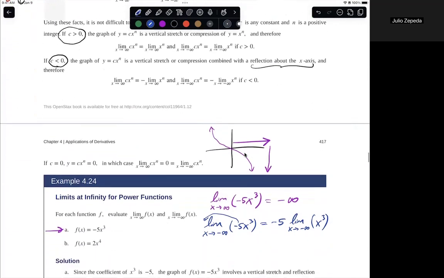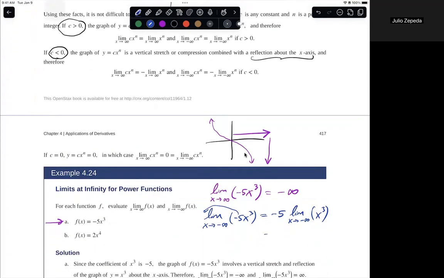So this would be -5 times this limit, which is negative infinity. These multiply, and the negatives cancel. You get 5 times positive infinity, which is just an infinitely large number. So the limit on this side is positive infinity. We can leave off the positive, but I'll write it there to stress that it's positive.